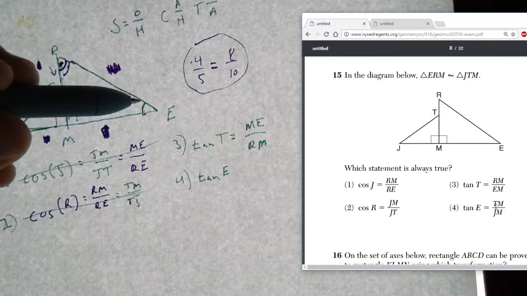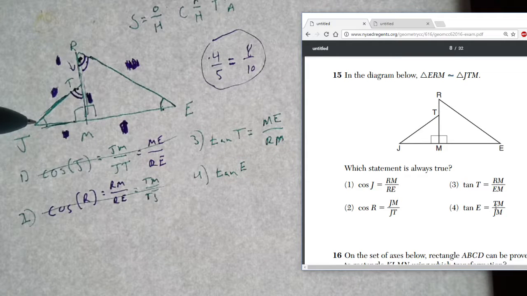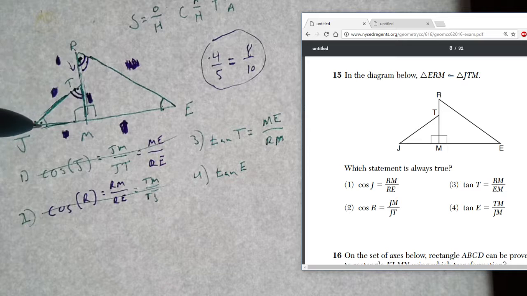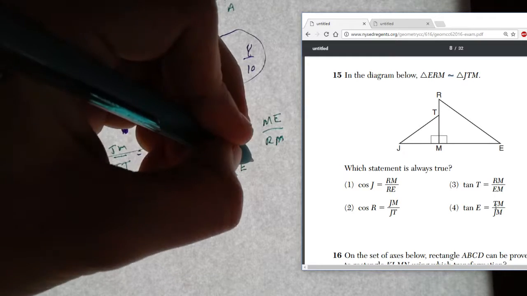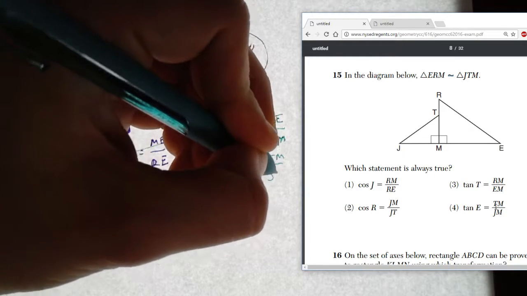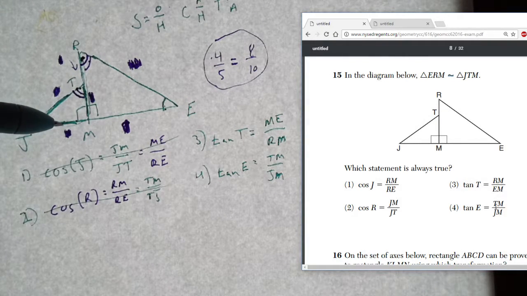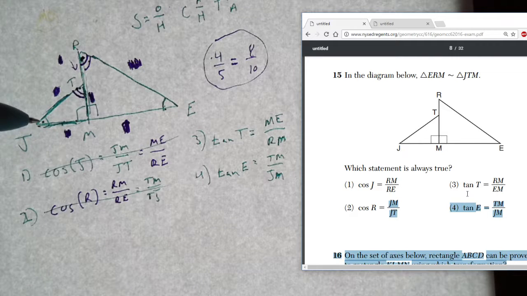It's T. So tan of E corresponds with tan of J. And it should be opposite TM over adjacent JM. So it should be TM over JM, because that's opposite over adjacent. And look at that. That is an answer that fits right there. I am happy. I'm satisfied. The answer here is number 4. This statement will always be true.